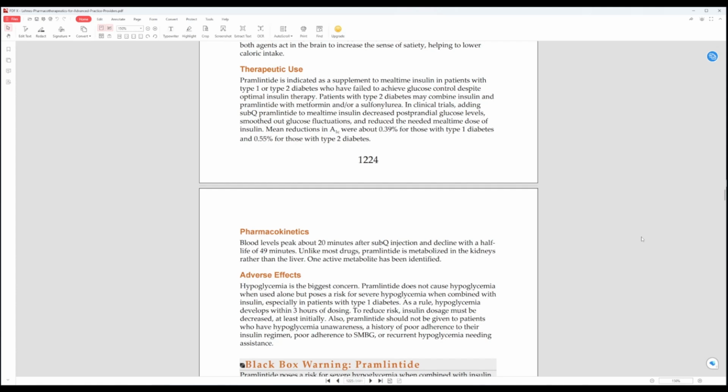In clinical trials, adding sub-Q pramlintide to mealtime insulin doses decreased postprandial glucose levels, smoothed out glucose fluctuations, and reduced the needed mealtime dose of insulin.